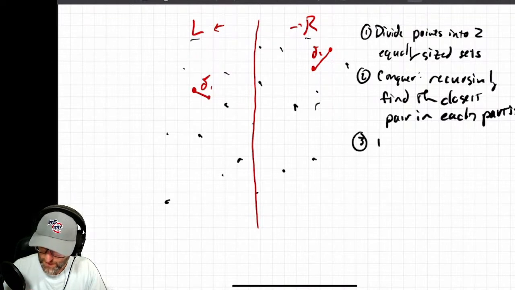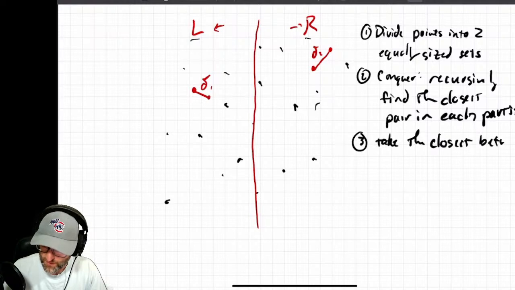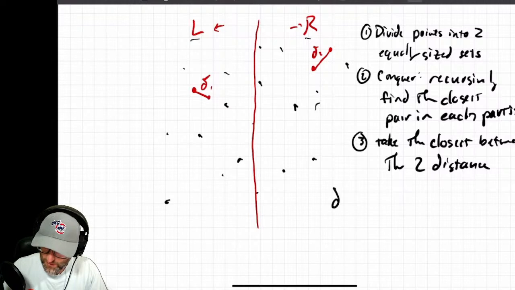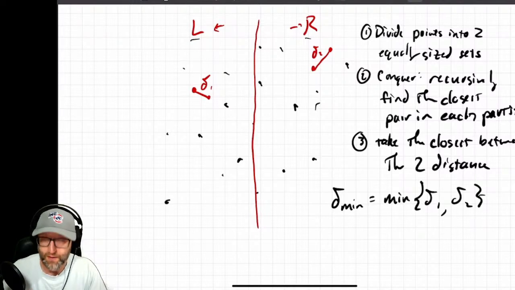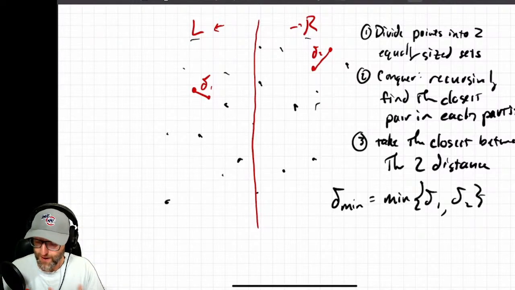3, take the closest between the two distances. So if I've got D1 and D2 here, then my minimum distance overall is simply the minimum of delta 1 and delta 2. And that's easy enough, right? So that's the divide and conquer approach.